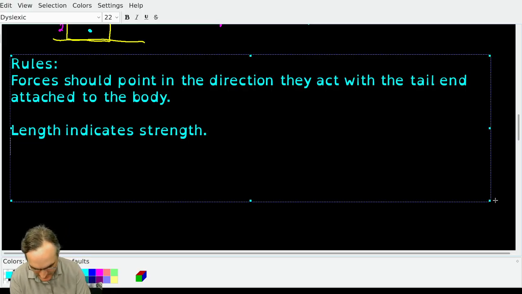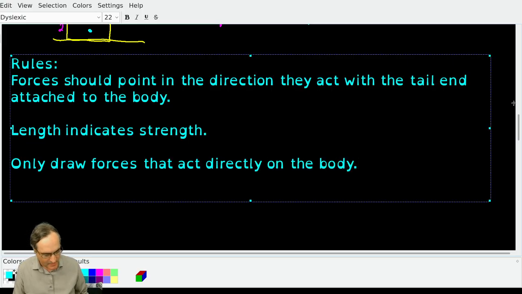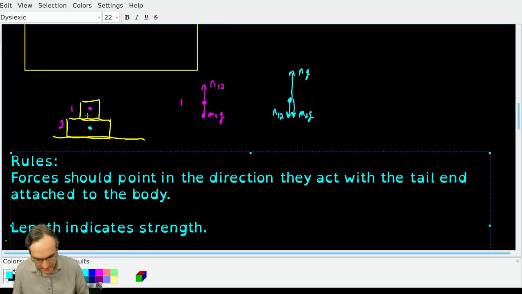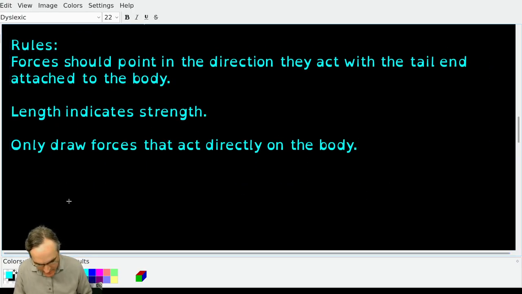So let's see. Only draw forces that act directly on the body. Let me come up to this picture again. You notice on object number 1, I did not draw normal due to the ground. That's because the ground does not act directly on the upper body. That's really important. Okay, I'm going to give you a couple more rules.